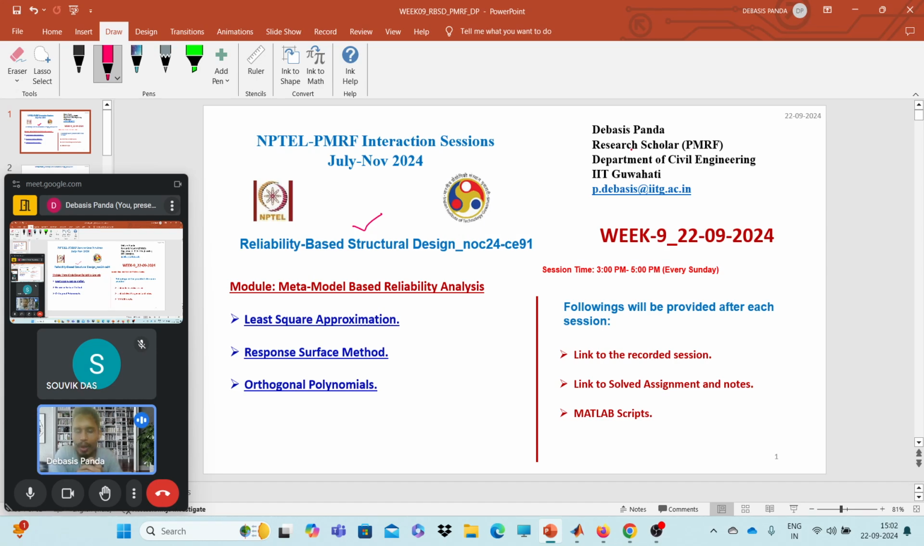We solve different kinds of problems using pen and paper and also using MATLAB, and then we provide all these things, including the MATLAB scripts, for your reference.